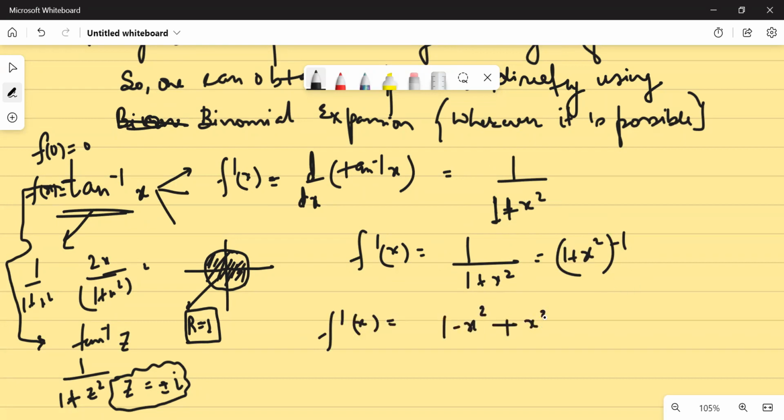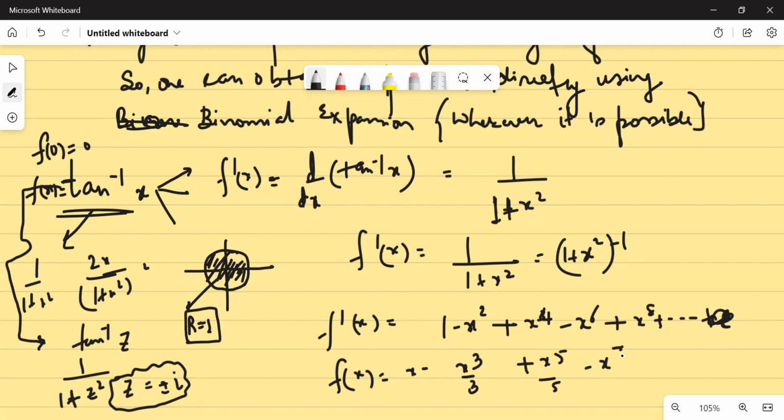So 1 minus x square plus x to the power 4 minus x to the power 6 plus x raised to the power 8 and so on. You can simply verify this on your own. Are you getting my point? And there will be some constant. Now you can integrate it. So f(x) would give you x minus x cube upon 3 plus x raised to the power 5 by 5 minus x raised to the power 7 by 7 and so on and so forth.